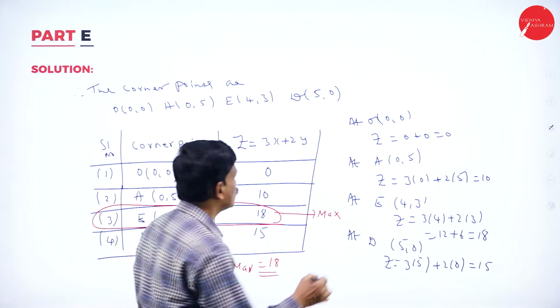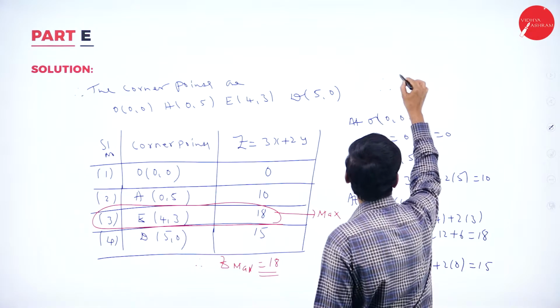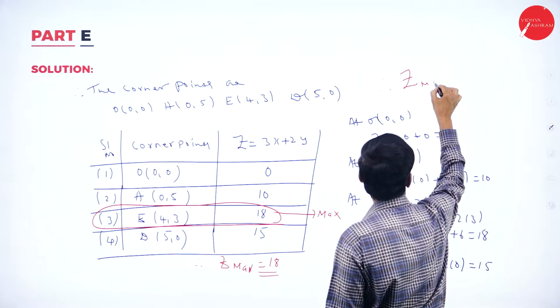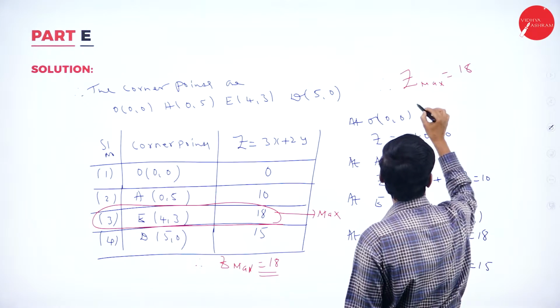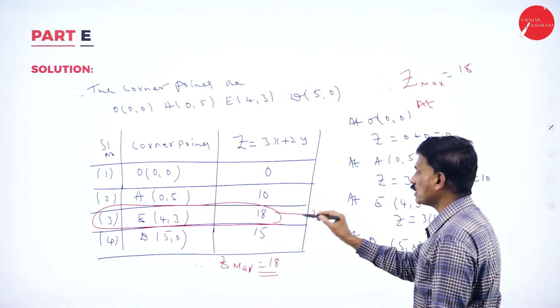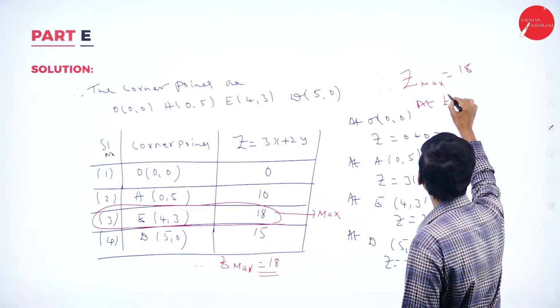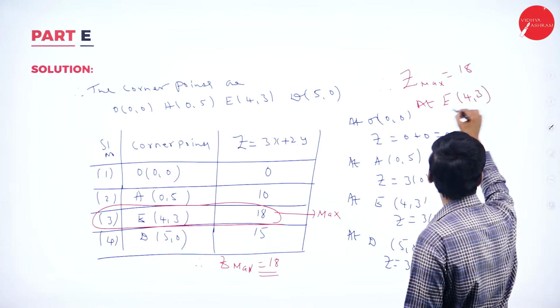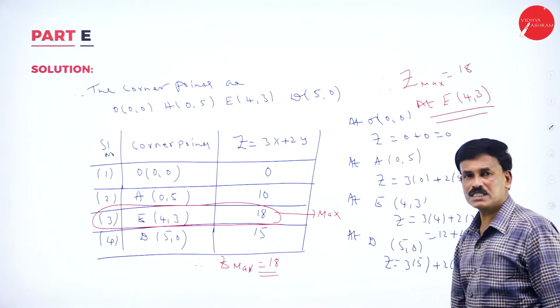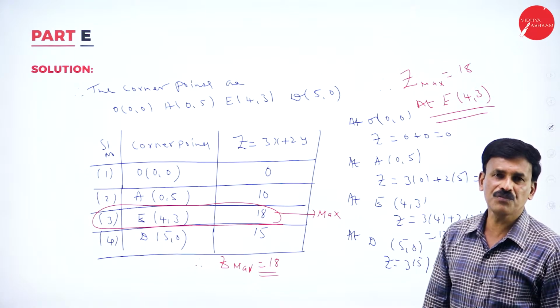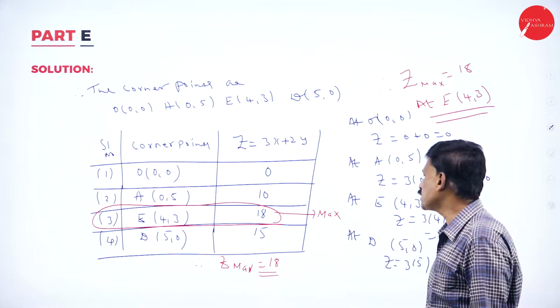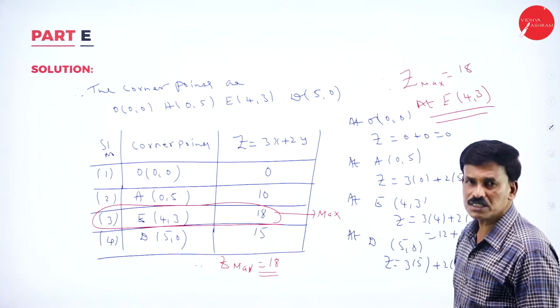Now conclude it. Therefore the maximum value, Z maximum, is equal to 18 at, what are the points? At E (4, 3). That's it. So the maximum value is 18 at (4, 3). So if you do this much, definitely you will get 6 marks.